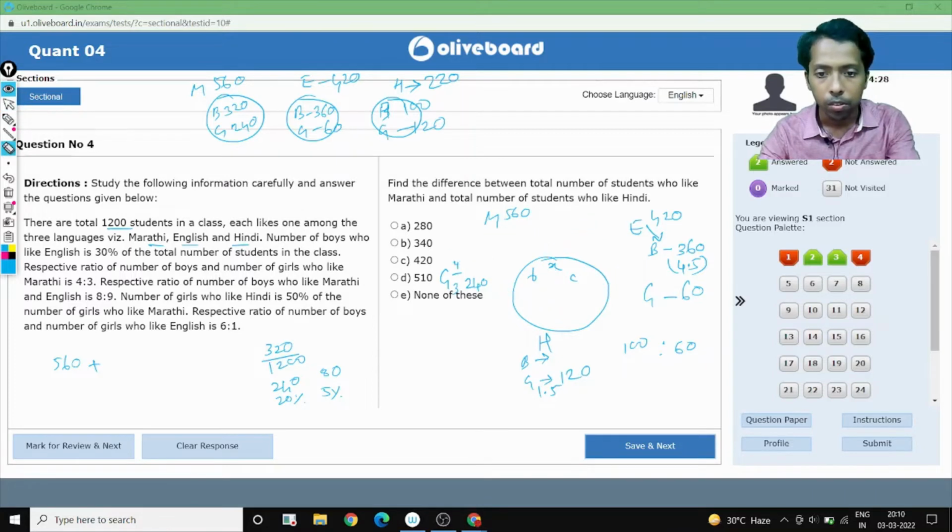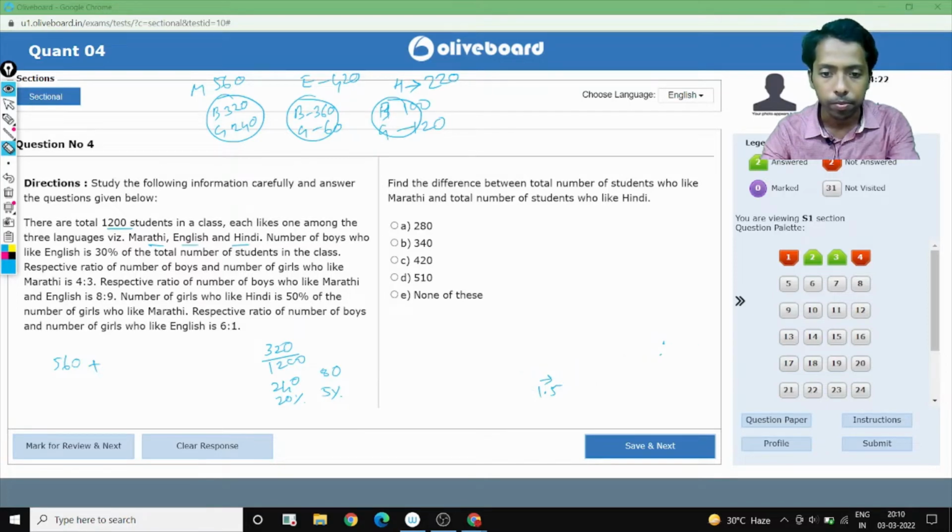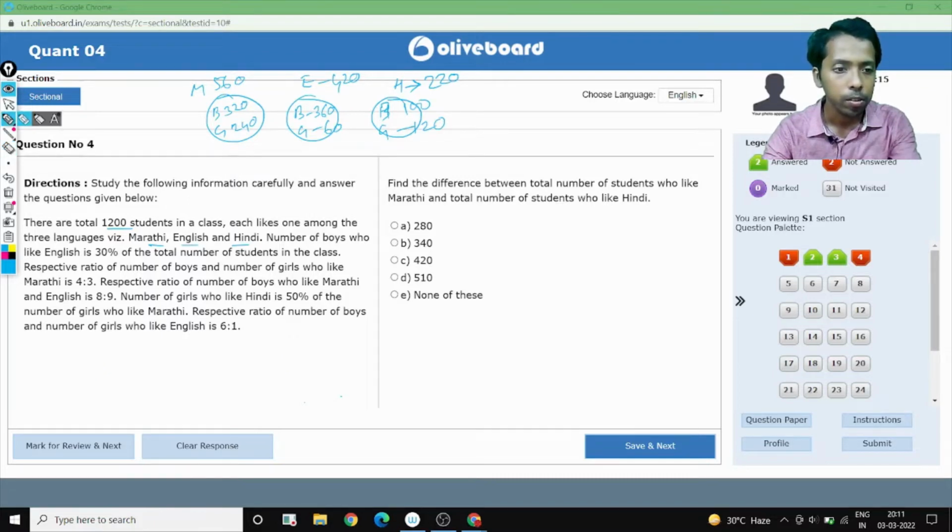Okay, moving to next here. Just remove this part here. Okay. I hope this is clear. Find the difference between total number of students who like Marathi and total number of students who like Hindi. 340. Right. Moving to next here.